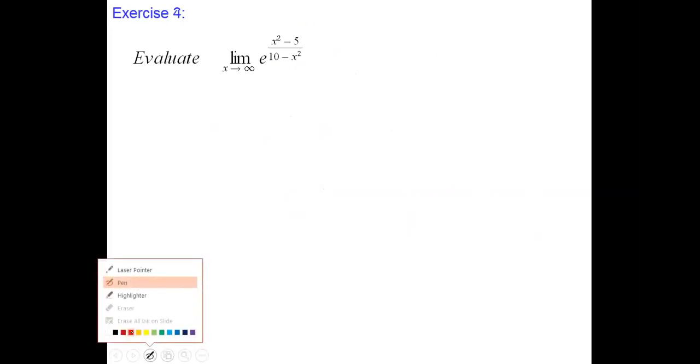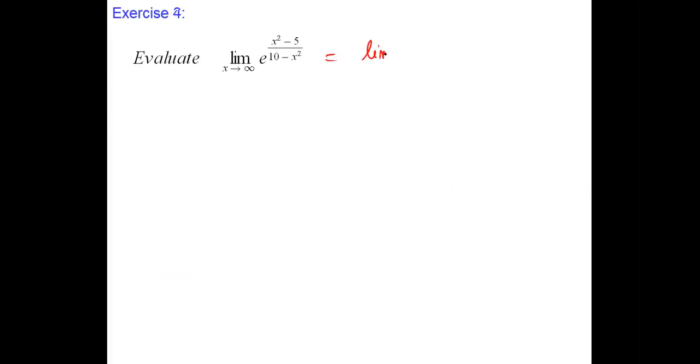Let's do one more. Okay, limit at infinity of e to the power of this rational function. And limit as t approaches, I don't know, but we can see this one. I can maybe do the shortcut. This is a rational function, okay?